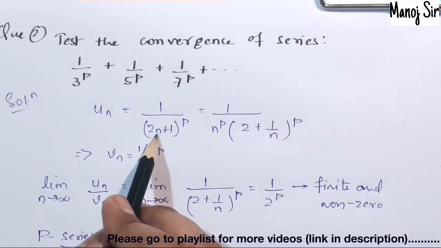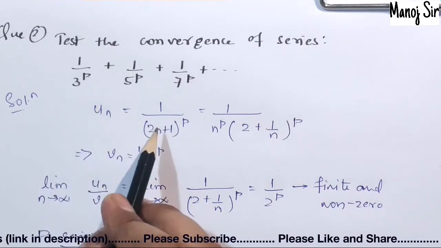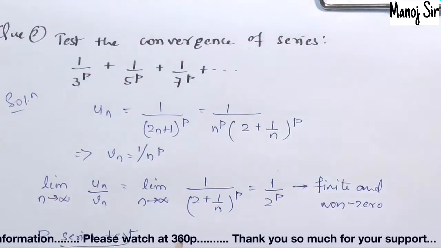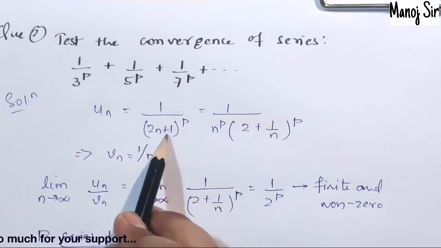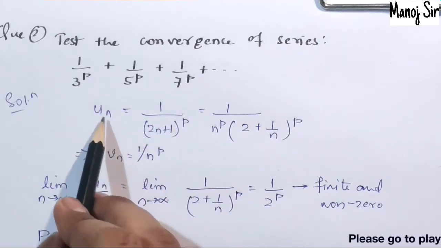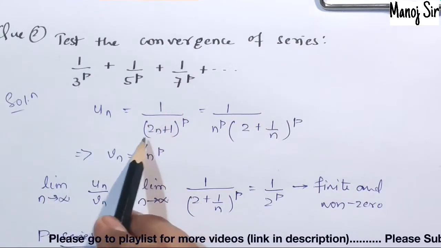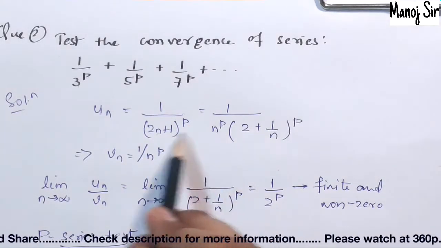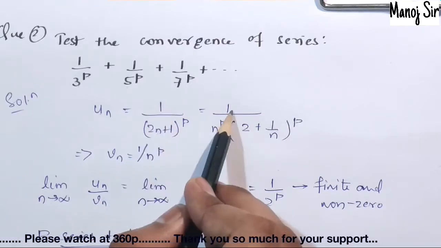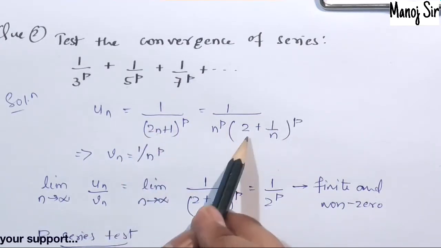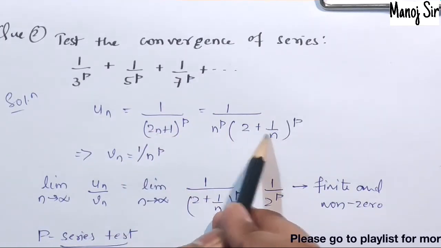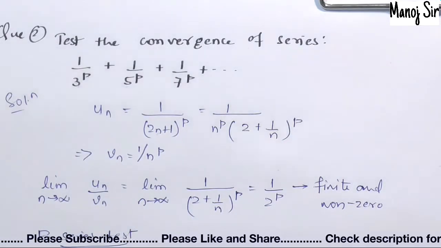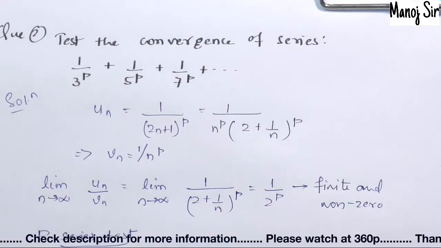If you put n equals to 1, you will get 3. If you put n equals to 2, you will get 5, that is 1 upon 5 to the power p. Similarly, if you put n equals to 3, you will get 1 upon 7 to the power p. In the same way we can write un equals 1 upon (2n plus 1) to the power p. Now we take n to the power p common. This 1 will be as it is, and if you take n to the power p common, this will be 2 plus 1 upon n, whole bracket to the power p.